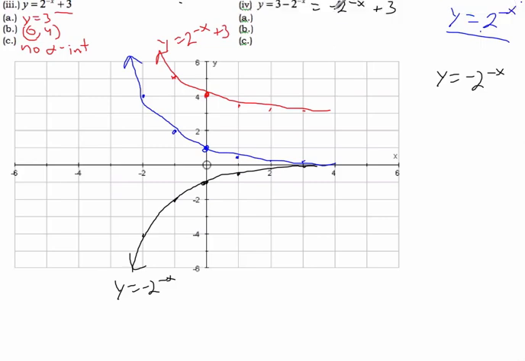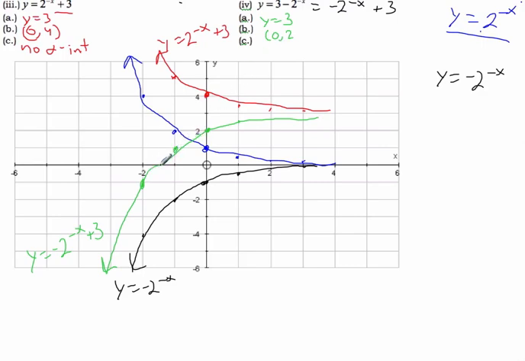But we want negative 2 to the power of negative x plus 3, so move all these points up 3. 1, 2, 3, and this one's going to be 1, 2, 3, 1, 2, 3, 1, 2, 3. Alright, so it's going to have a new asymptote up here. Y equals negative 2 to the power of negative x plus 3. And the asymptote is going to be y equals 3.